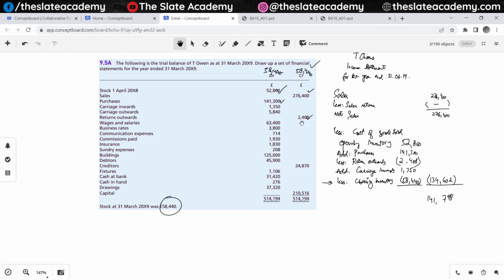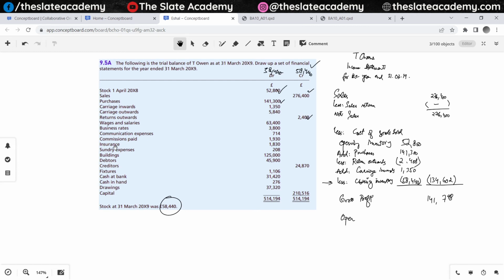This would be the gross profit of the business. Okay, now coming down to operating expenses. Is there any other income? Let's see: capital, drawings, cash, fixtures, building, sundry expenses, insurance.